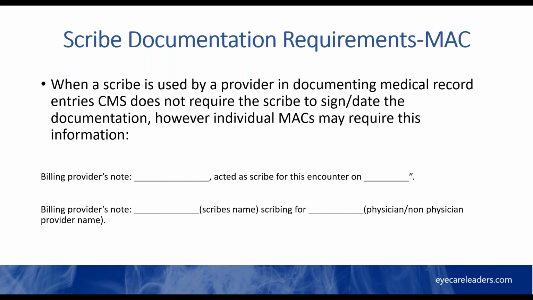The provider's billing note, whatever blank acted as a scribe for this encounter on this date. That just allows, if you don't have any place where you document it now, it just allows it to be part of the medical record. And then if you come across a payer that requires that identification, it's there and you don't have to worry about it. And I expect that we will see updates on this guidance in the future that will require the information to be in the records anyway. So if you're not implementing and doing that now, it's a good time to start it.